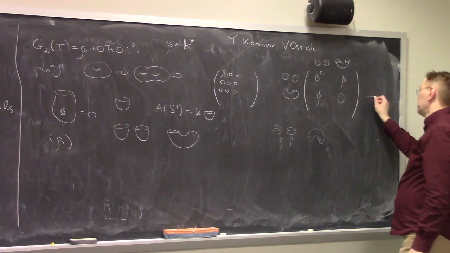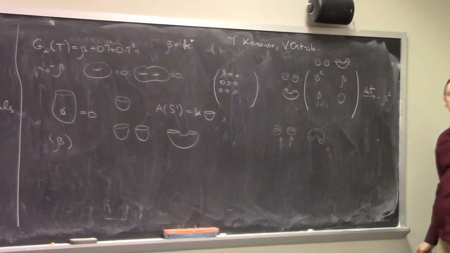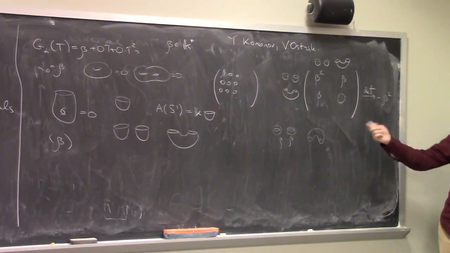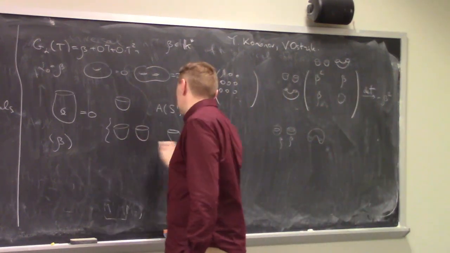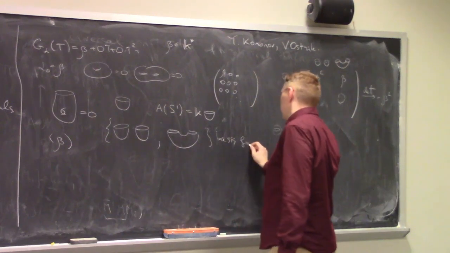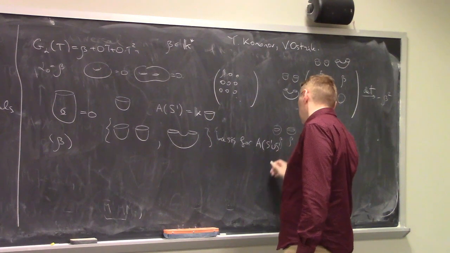If you take the determinant, we get minus beta squared. That's non-zero, so that means the matrix is non-degenerate, so this is a basis for the state space of two circles, S1 union S1.